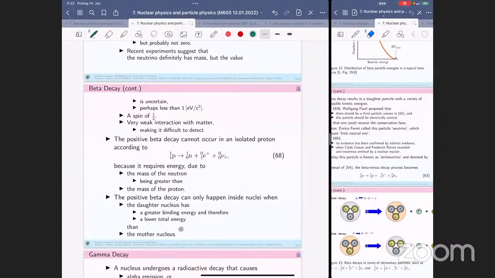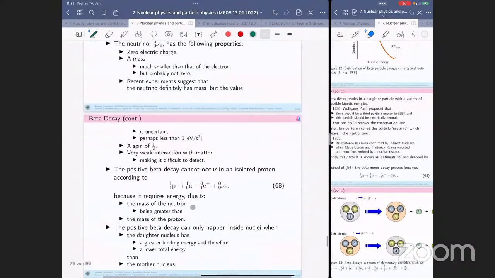The positive beta decay can only happen inside a nucleus when the daughter nucleus has greater binding energy, meaning very dense nuclei and therefore a lower total energy than the mother nucleus. That's the condition for beta plus decay, which is a little bit different from beta minus decay.